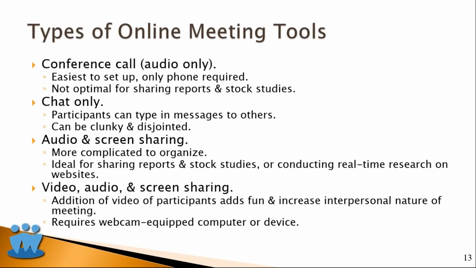Now, there are essentially four different types of online meeting tools that you could utilize to hold your club meeting. The first is the conference call used telephonically. This is just audio where everyone dials in to a common conference call number. It's easy to set up. Everyone's got a phone. Everyone can reach this. You have to hold the phone to your ear, or put it on speakerphone if you have a smartphone or mobile phone. Not optimal for sharing reports, stock studies, or approving minutes, for instance. You can't see the information. It would have to be distributed in advance.